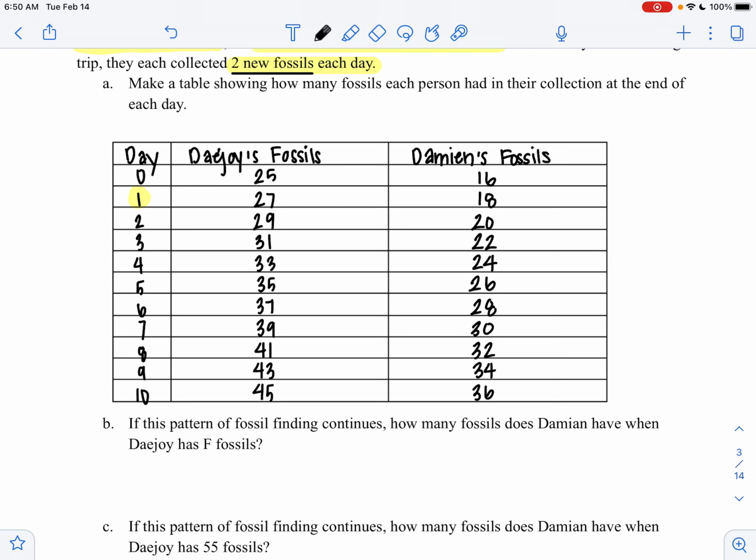It says, if this pattern of fossil finding continues, how many fossils does Damien have when Dayjoy has F fossils? So we know this column is Dayjoy. And what they're asking us is, for any number of Dayjoy's fossils, how can we use that information to find out how many Damien has? So if I have an F in the table, I'm going to put it right here at the bottom, squeeze it in, an F. What can I always do to F to find out how many fossils Damien has?